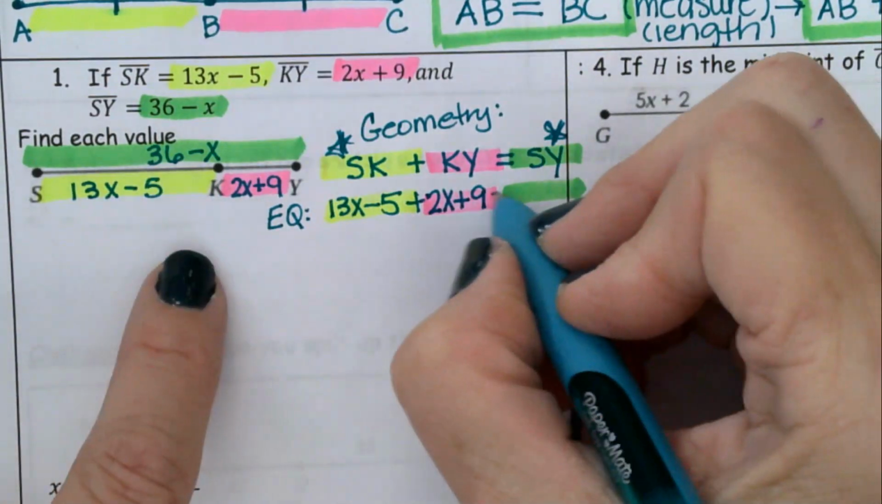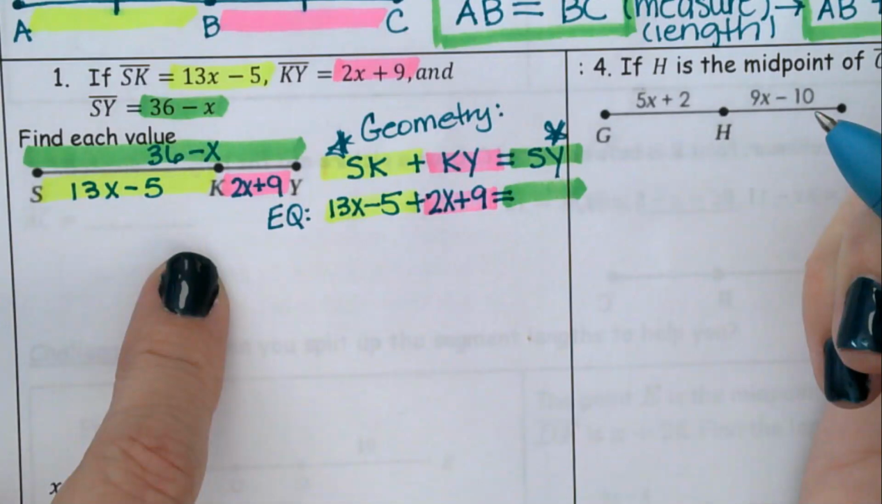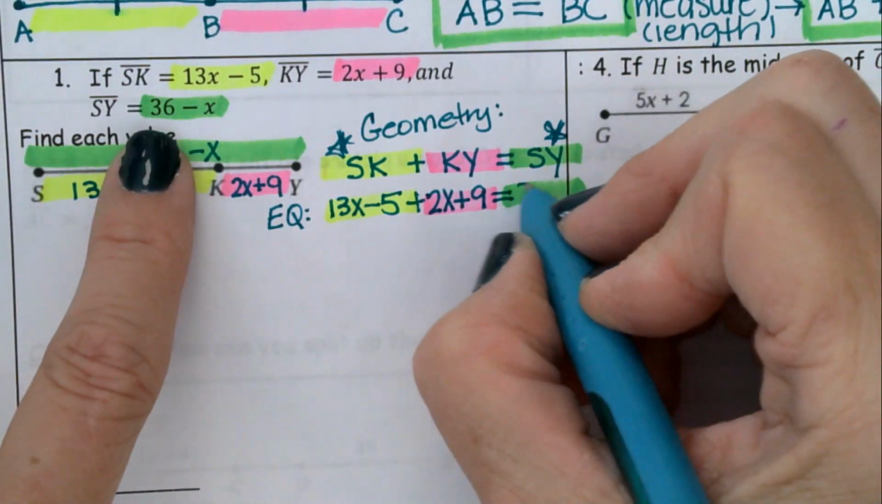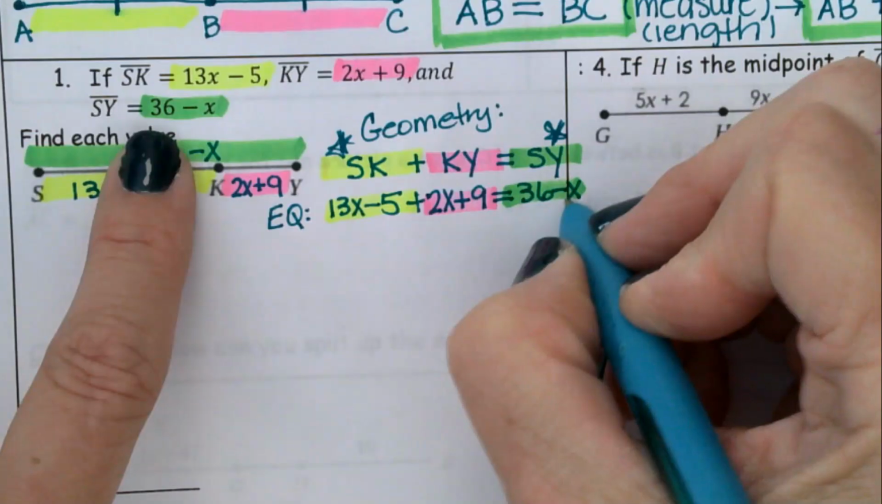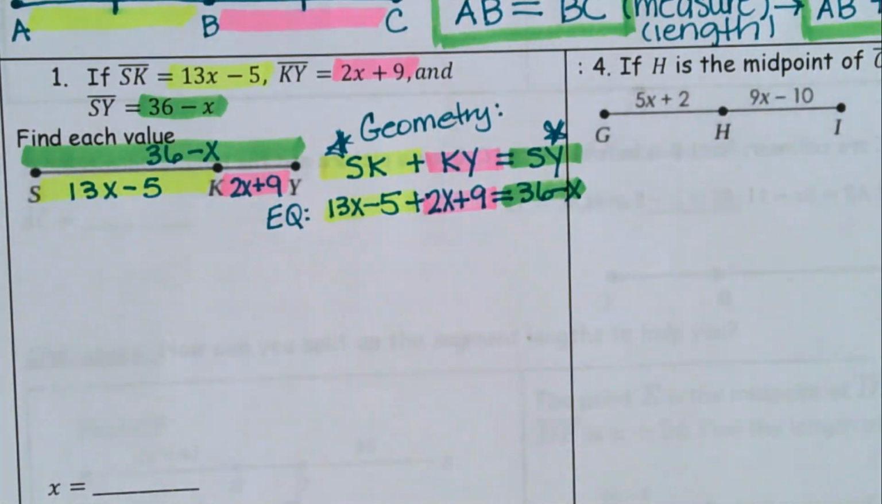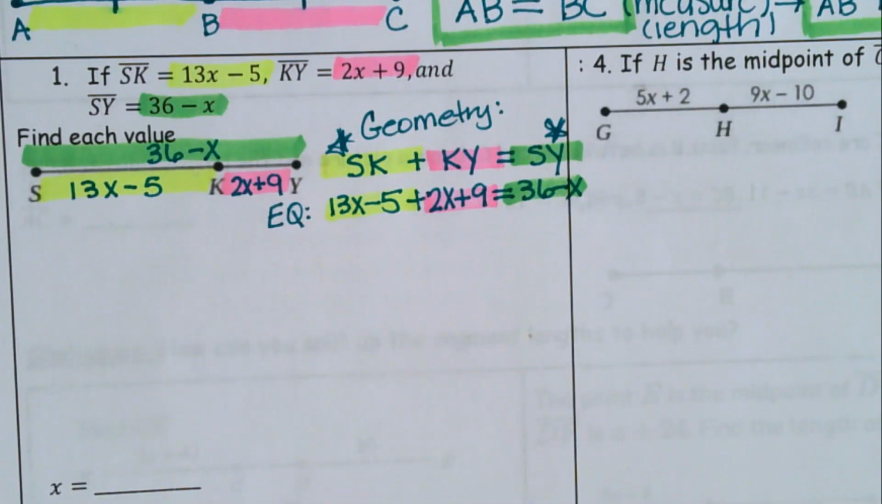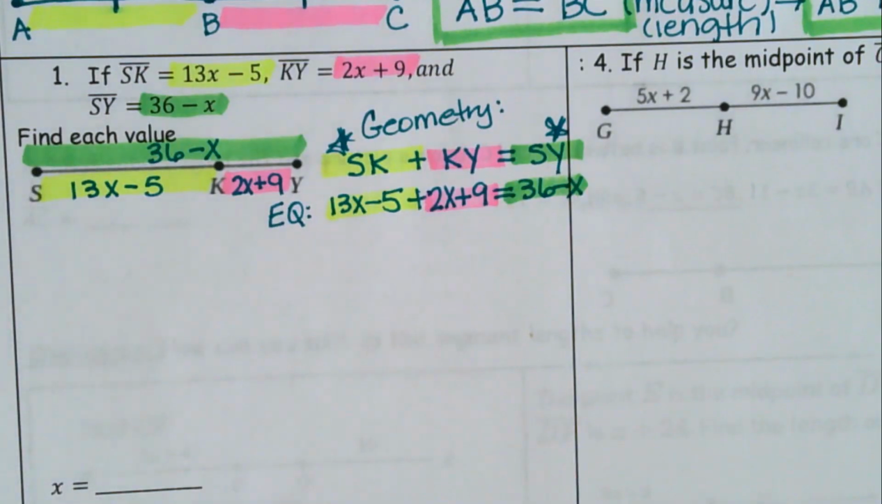And then an equal sign. I'm just filling in the parts. That's all I'm doing. And then 36 minus x. Okay, so up to this point, all I've done is fill stuff in and highlight things. How do you feel about that? Okay, if you're like, it's a little boring, that's okay. It could be boring. But is it difficult? Okay, good.